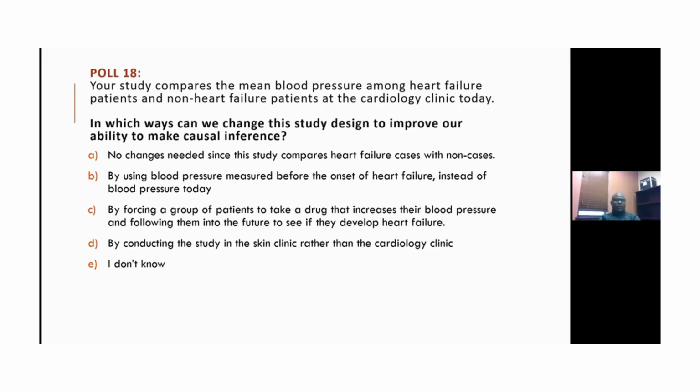Hi. I think I just want to talk about why C is the wrong answer. You can't give people medication to increase their blood pressure and then follow them up. That's unethical, like what you explained earlier on. And I think B is the right answer because it's a case control study. We already know the outcome is heart failure. So we want to go back in the past to find out what was the exposure and then follow them up like that. So I think it would be high blood pressure in the past, not present. That would be the cause of the heart failure that we're looking at.